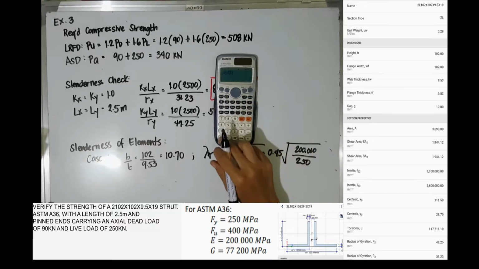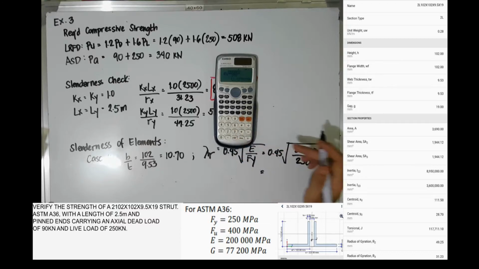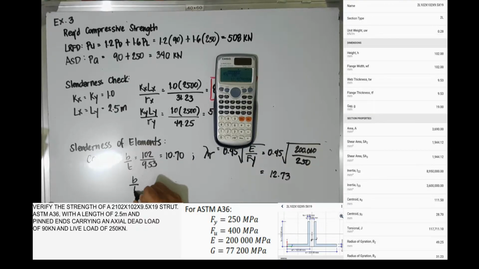So calculating it, it is equal to 12.73. And we can say that the width thickness ratio is lesser than the limiting slenderness parameter. So this is a non-slender element.